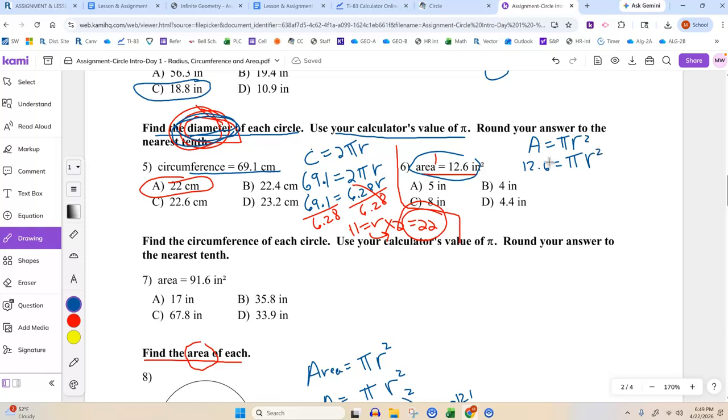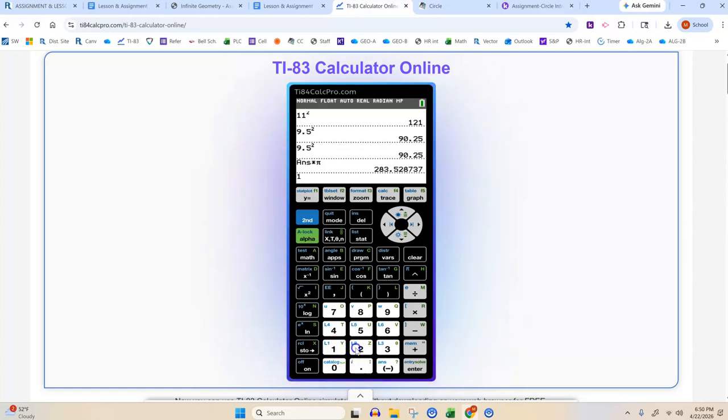Okay, so we go to 12.6 divided by pi. So that is going to be, let's calculate that first. 12.6 divided by second pi, enter. So I get 4.01.